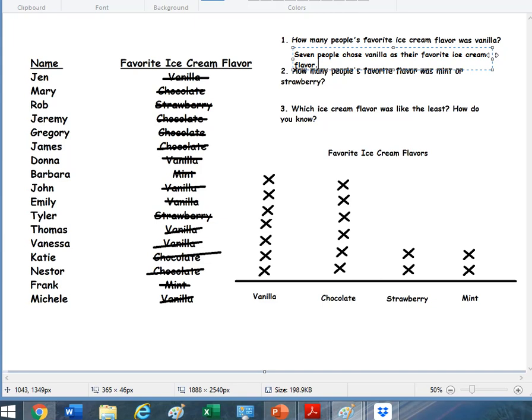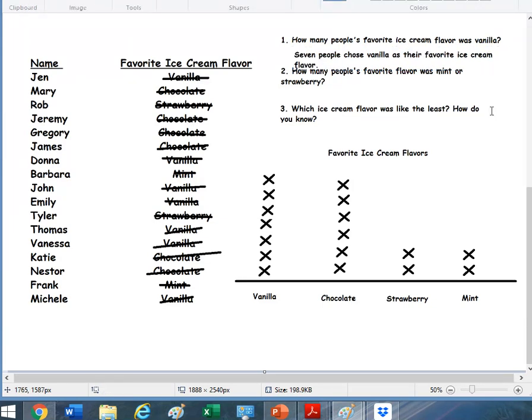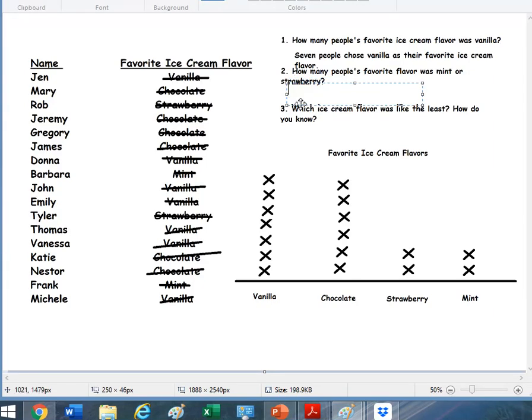All right, now let's look at the second question. How many people's favorite flavor was mint or strawberry? I like this question because it's a little tricky. So if it says mint or strawberry, it means you're counting how many mints and how many strawberries, because it tells me, well, 4 people liked mint or strawberry, because I have 2 and 2, so 2 and 4. So 4 people chose mint or strawberry as their favorite.